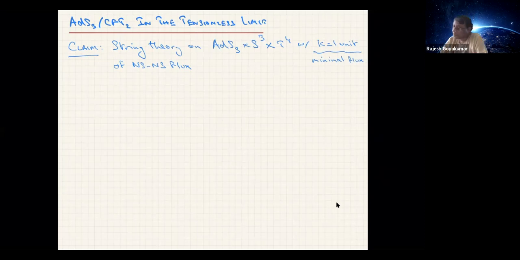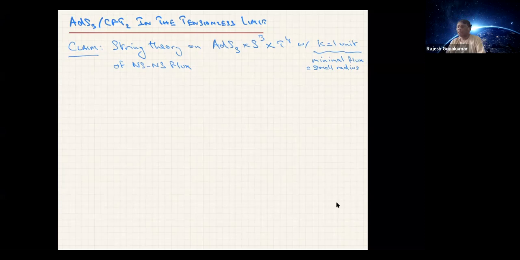And equivalently, this is the small radius limit or the tensionless limit, if you wish, because there is only one scale in the theory, which is the radius of AdS in string units. And when that's small, that's effectively like taking the string tension to zero. So the claim is that the string theory on this background is actually very special. And this is with NSNS flux.